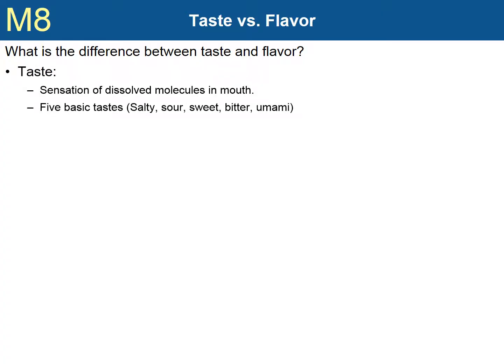What is the difference between taste and flavor? Taste is the sensation of dissolved molecules in the mouth, and there are 5 different basic tastes: salty, sour, sweet, bitter, and umami. When we say, "Man, that food tasted good," we usually don't mean, "Man, that was a good mixture of salty, sour, sweet, and bitter." What we mean is that it had good flavor. The flavor is a combination of taste and olfaction woven together.